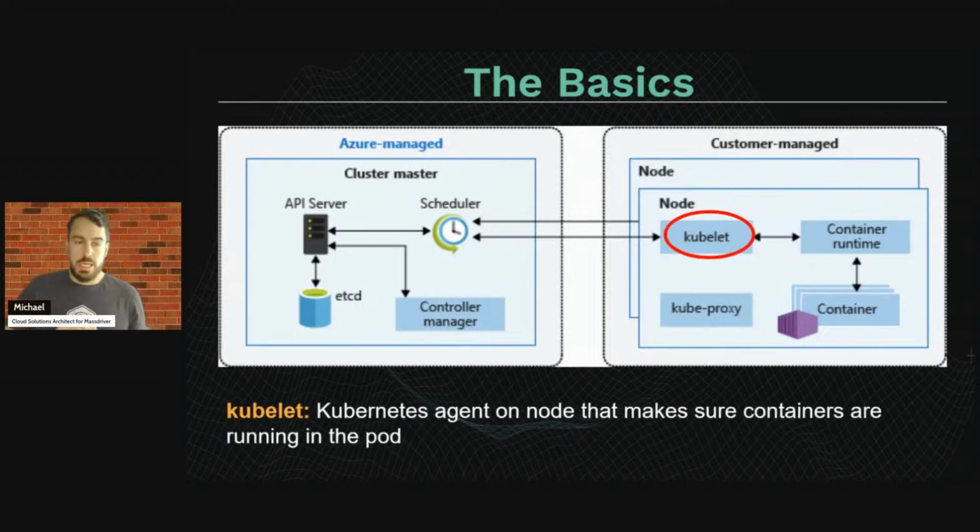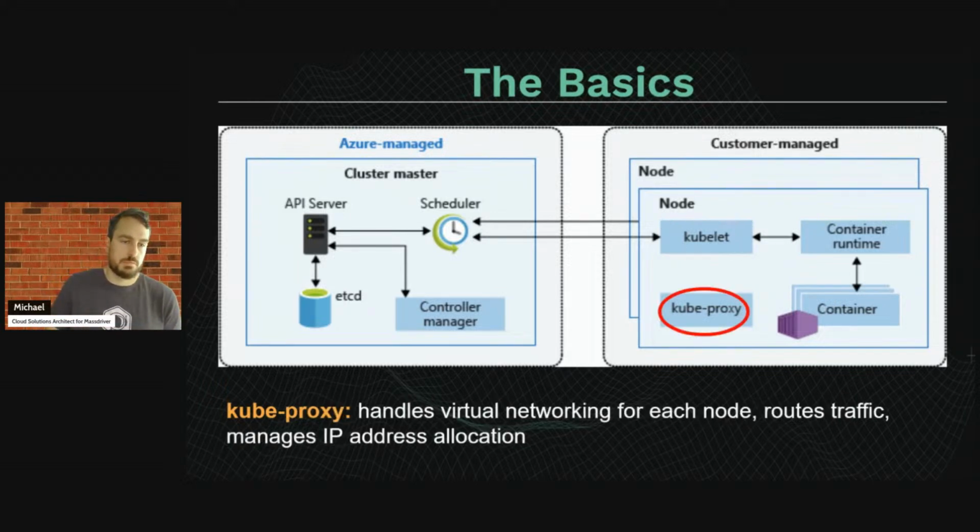The kubelet is the Kubernetes agent that runs on each node in the cluster and processes the orchestration requests from the control plane, along with scheduling and running the requested containers. On a basic level, it makes sure that containers are running in your pod. The kube proxy handles virtual networking on each node. The proxy routes network traffic and manages IP addressing for services and pods.